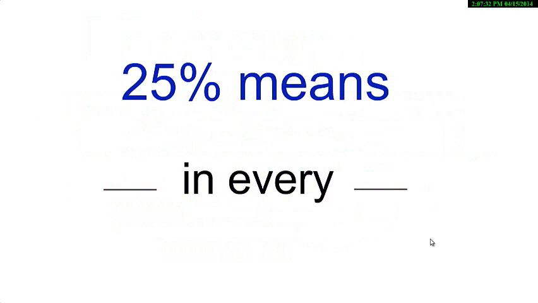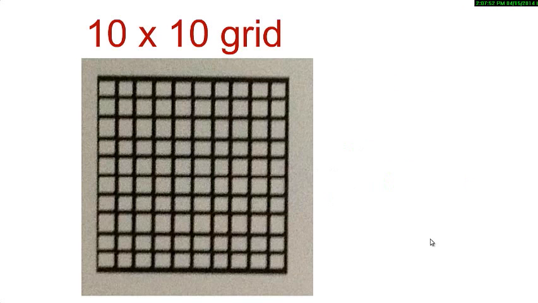For example, 25% means 25 in every 100. Today, you're provided with a lab observation sheet which has a few problems regarding finding percentage of a number. If you look carefully at your lab observation sheet, each problem has a model of a 10 by 10 grid. This is a 10 by 10 grid.